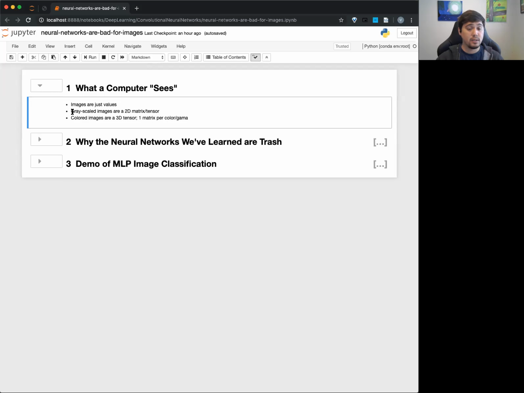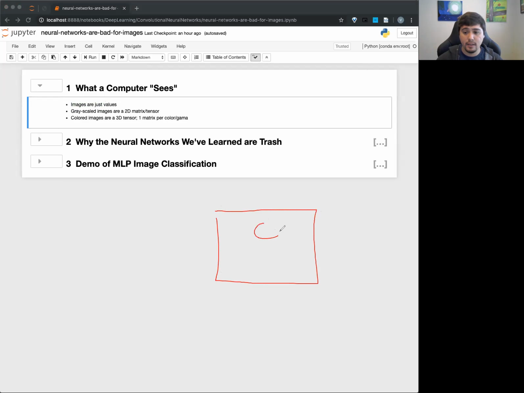It turns out neural networks do a pretty decent job, but there are some issues with it. I'll show you what it would look like if we attack this with a neural network. One thing to note is that images are just values. If you're familiar with digital photography, the idea is that if we have an image like this, I'm going to draw my person.